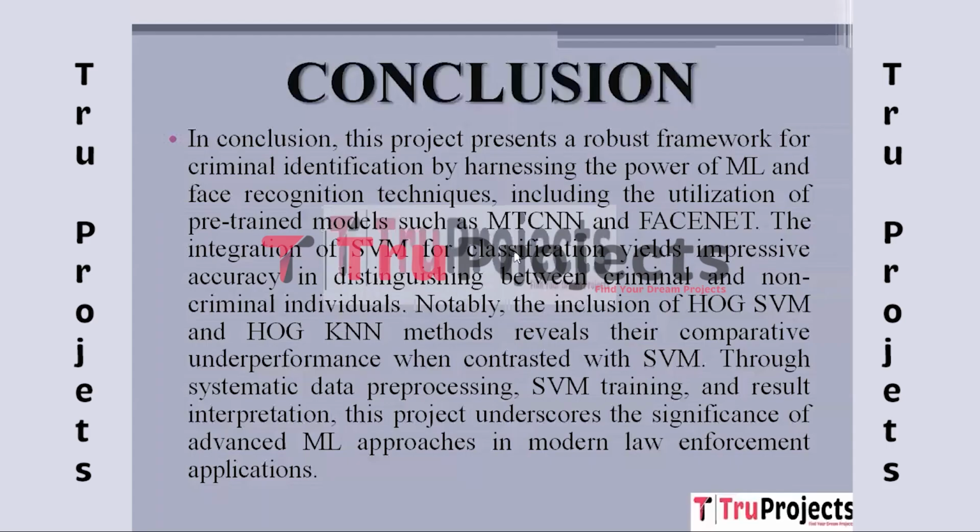And the conclusion here is, this project provides a strong framework for criminal identification by utilizing face recognition and machine learning, including the use of pre-trained models like MTCNN and FaceNet. When SVM is used for classification, it produces results that are remarkably accurate at telling criminals apart from non-criminals. The inclusion of HOG SVM and HOG KNN methods in particular reveals their relative underperformance when compared to SVM. This project highlights the value of cutting-edge ML techniques in contemporary law enforcement applications through methodical data pre-processing, SVM training, and result interpretation.